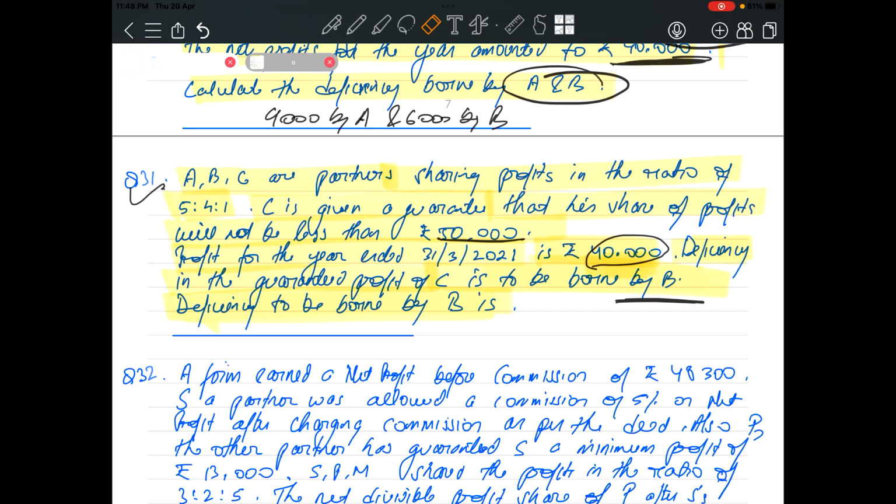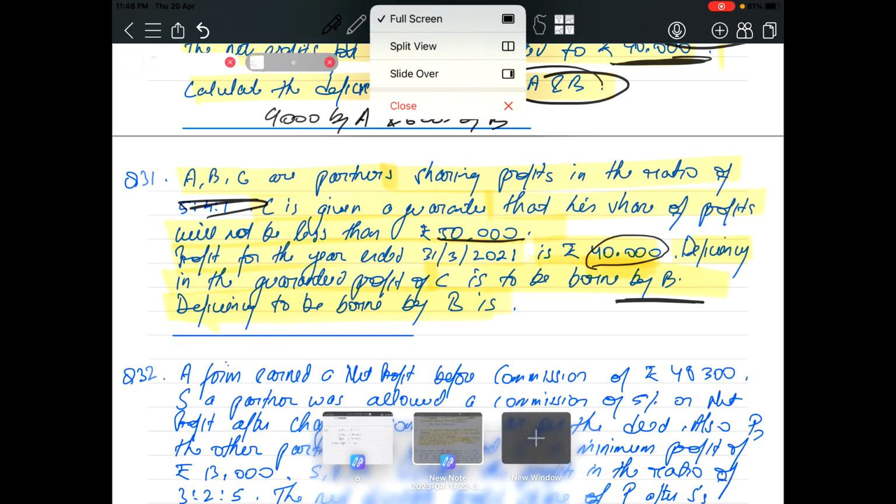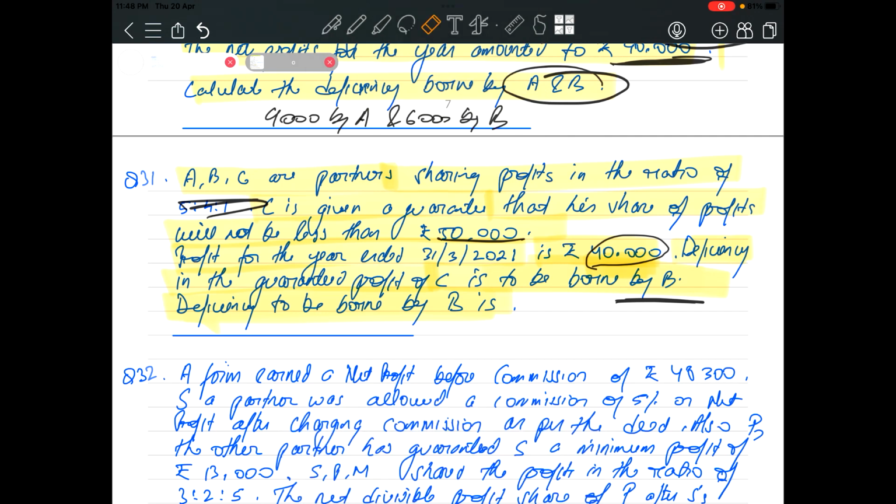There is some mistake in this question. Okay, so wait, I will just skip this question as of now. I will take this up again. Okay, let me check with the question. There is some mistake with this.